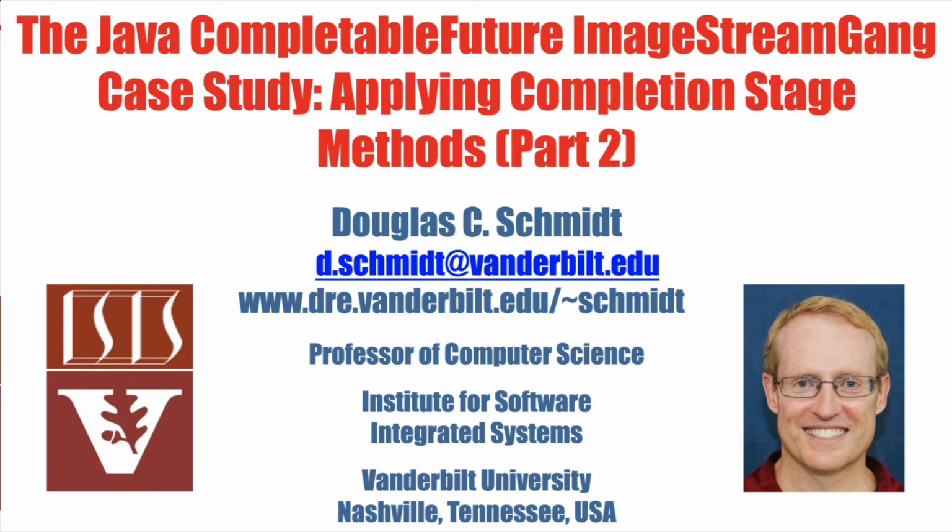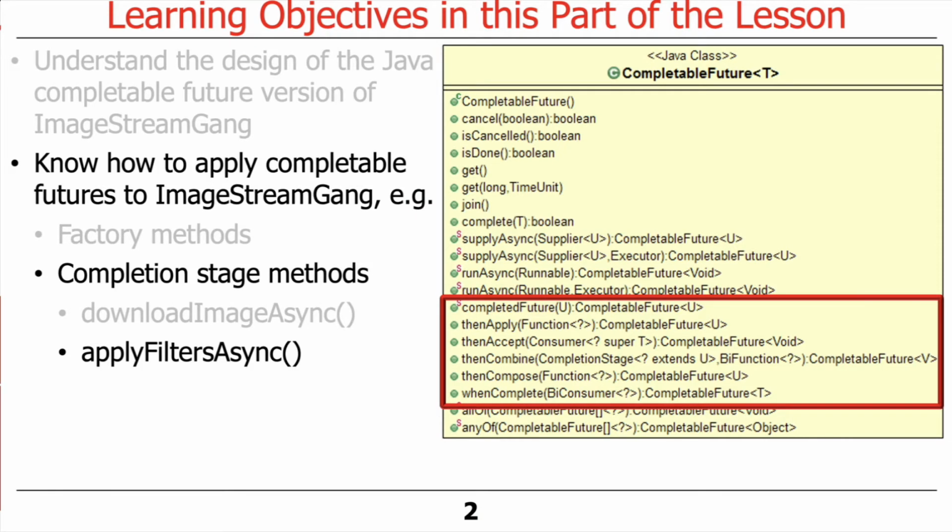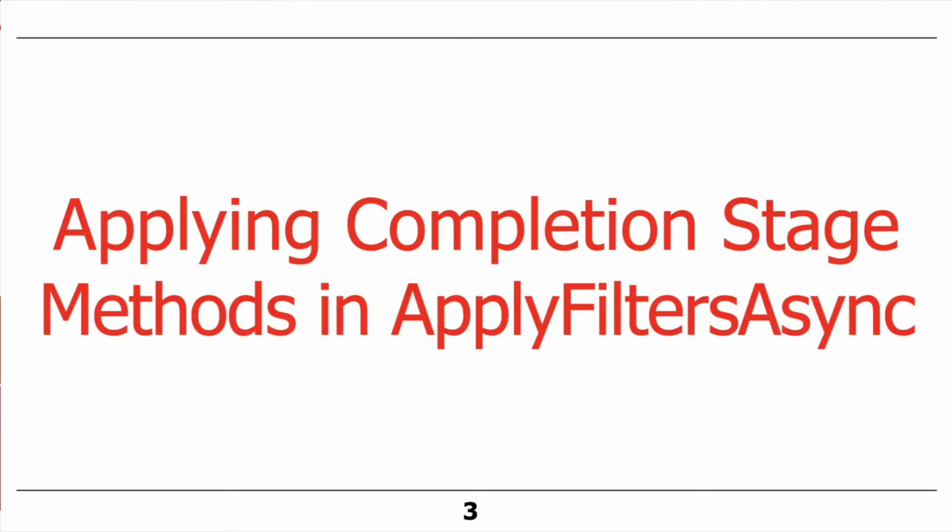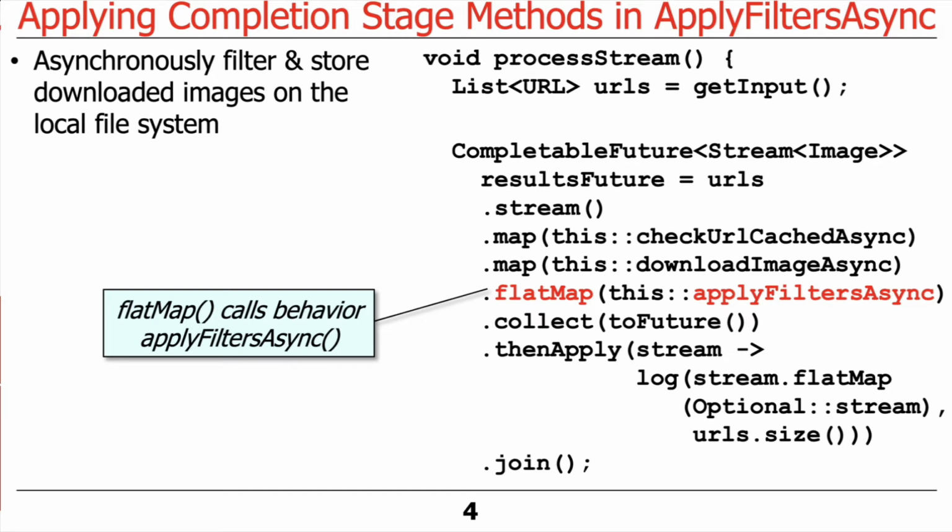So we're ready to start talking about part 2 of our discussion of completion stage methods from the Completable Futures framework as applied in the context of the ImageStreamGang case study. And now we're going to talk about the applyFiltersAsync method. This method is going to asynchronously filter and store images that have been downloaded after they complete downloading asynchronously.